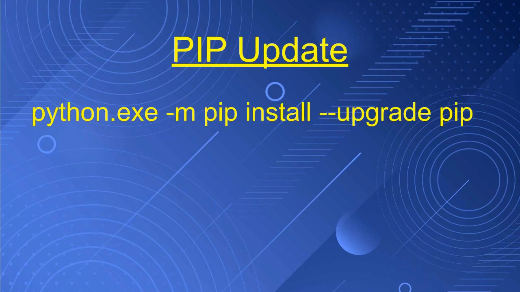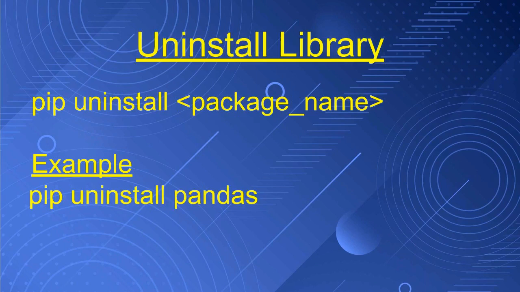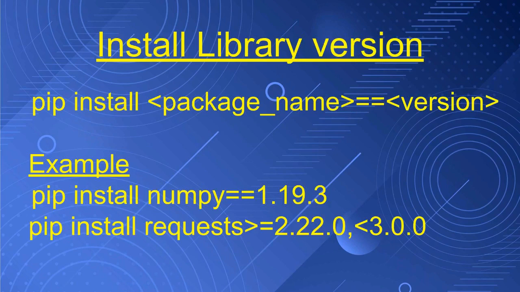Use this command in the command prompt to update pip. Use this command to install a library. Use this command to uninstall a library. To install a specific version of a library, use this command. Use two equal signs for an exact version.